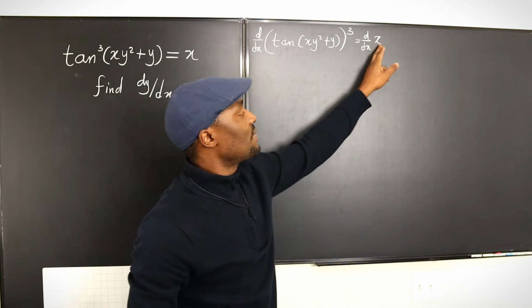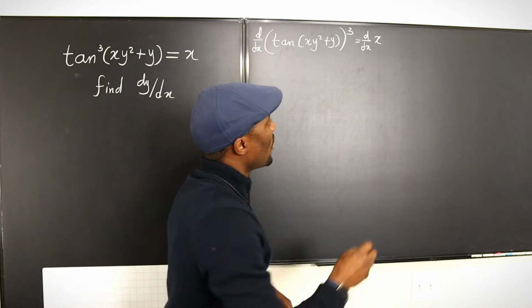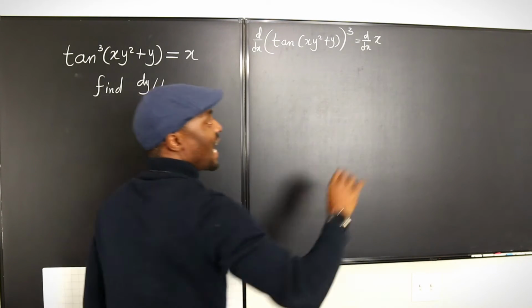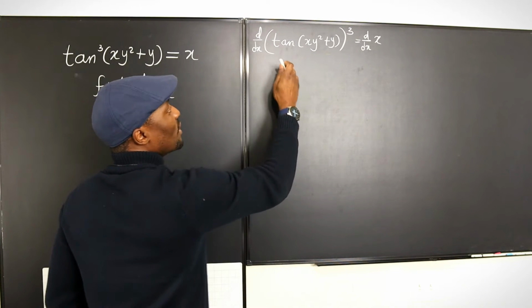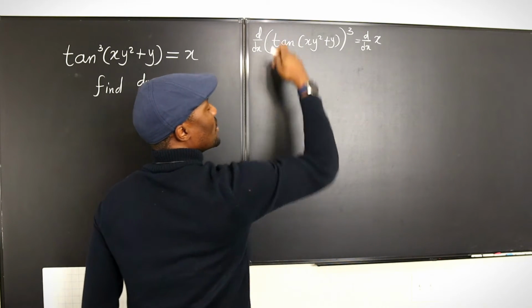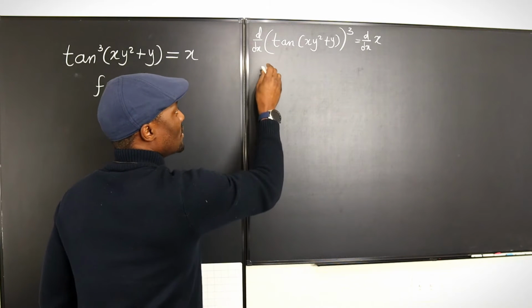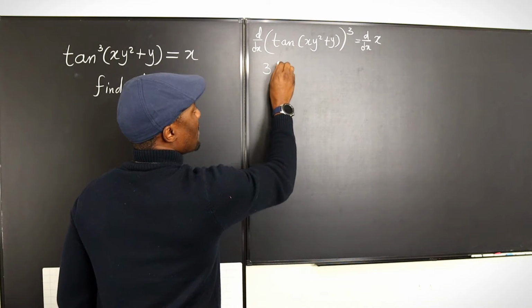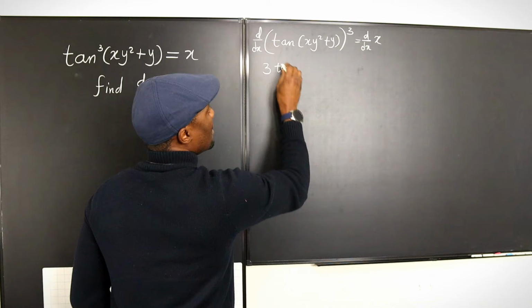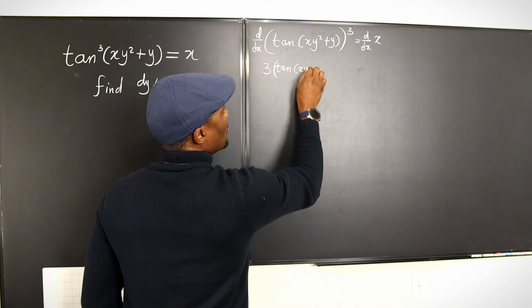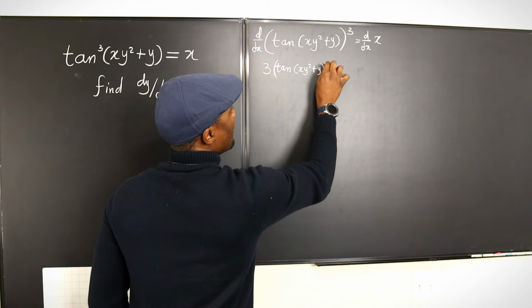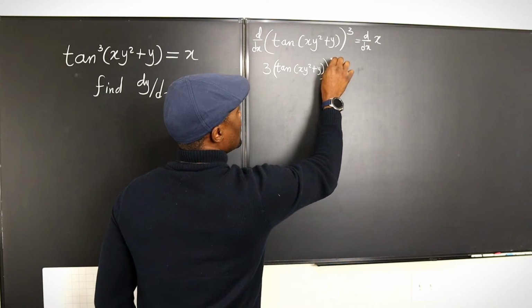Well, we know that when you differentiate x, you're going to get 1. So I might as well leave that at the end, okay? But for now, let's differentiate this. Well, we're going to see this as a function, so we use the chain rule. So this is going to be 3 tan, you can put this in parentheses, tan(xy² + y), then subtract 1, you get 2.